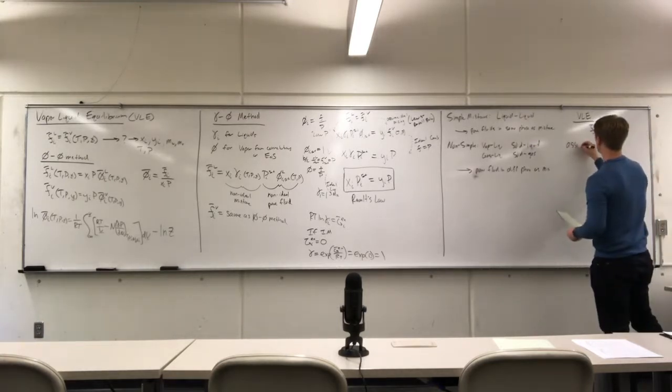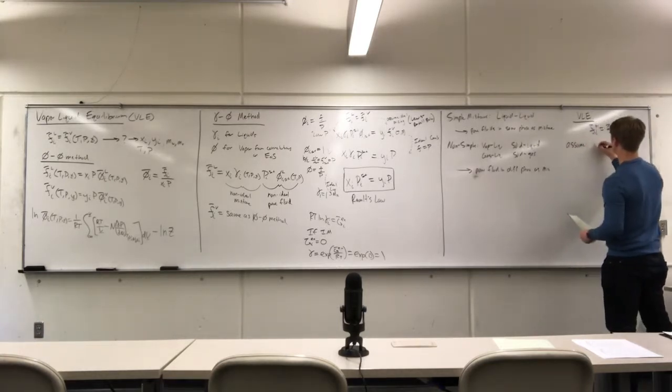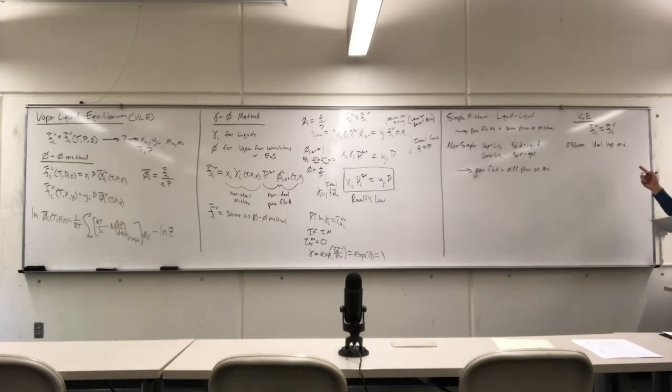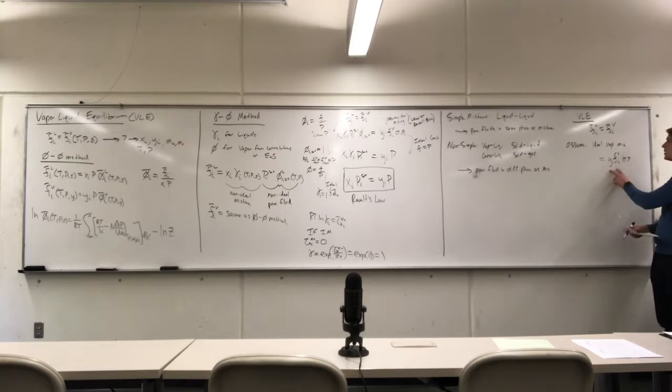Now let's just make a few assumptions here. Let's say it's ideal vapor mixing. I think that's the only assumption we have to make. Now, if we assume it's ideal vapor mixing, that means we can use the Lewis-Randall rule to approximate the partial fugacity as the mole fraction times the pure component fugacity.